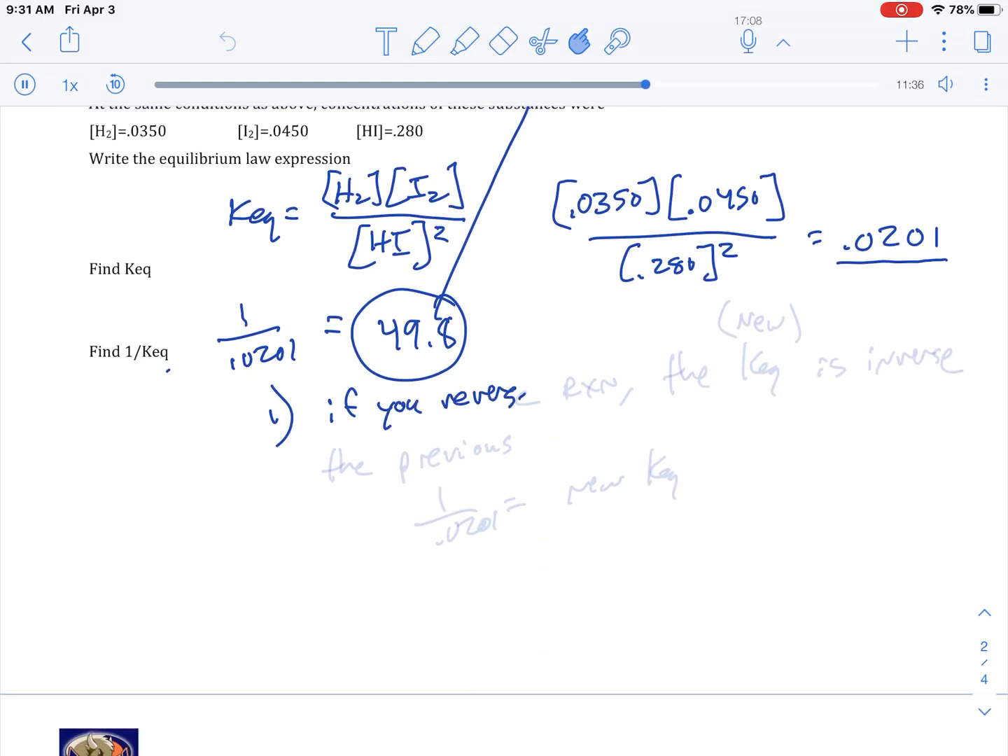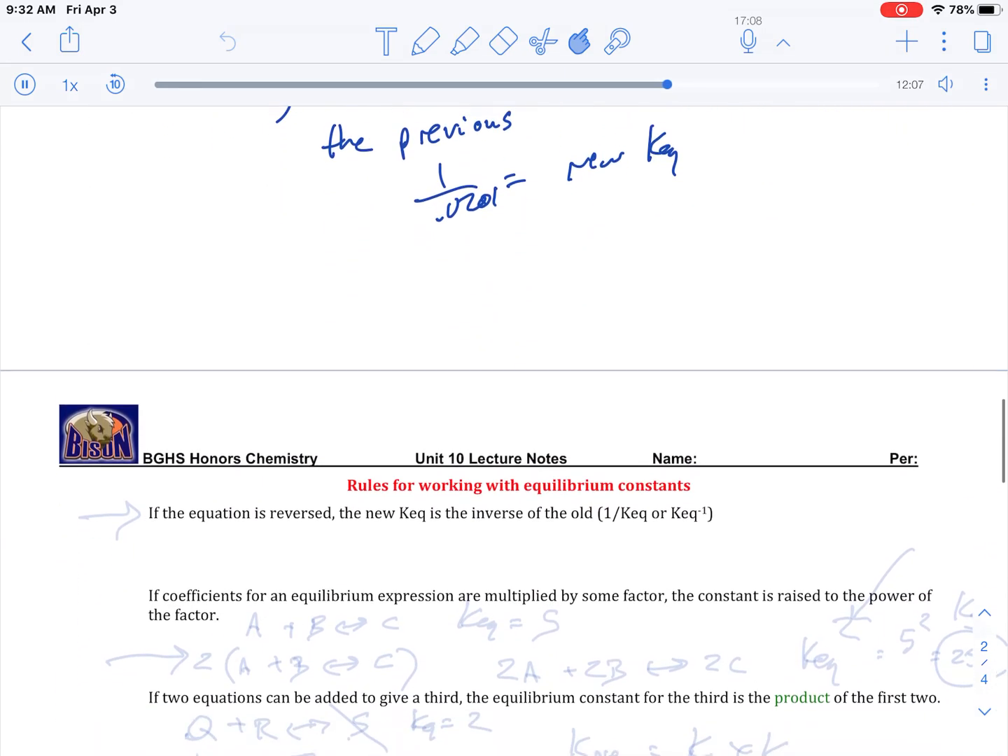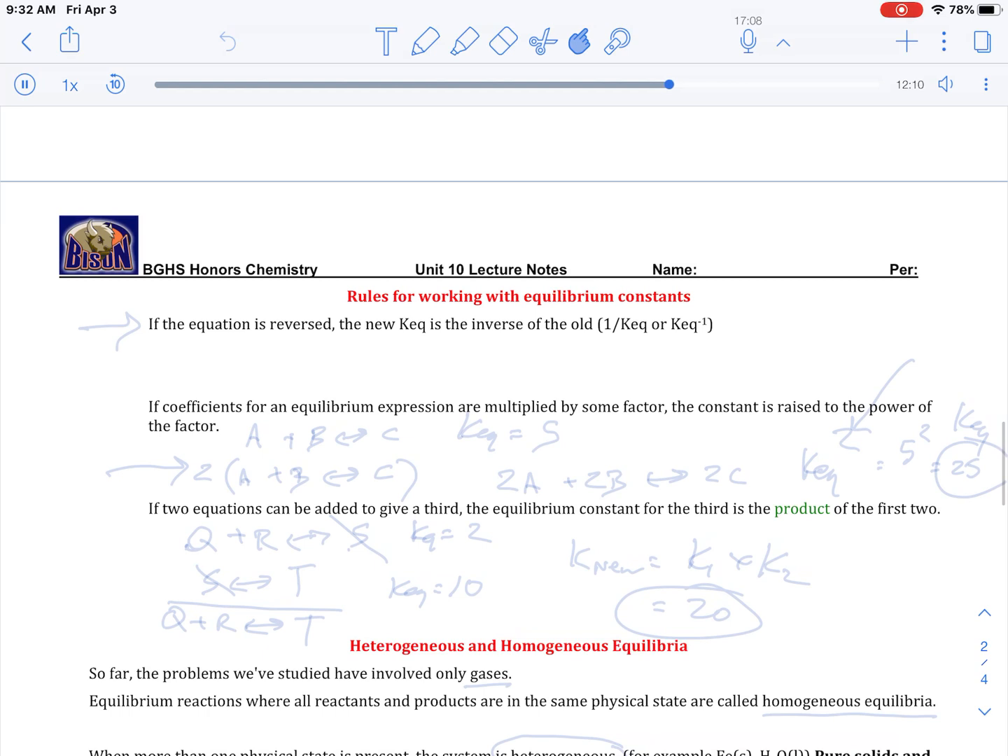If you reverse a reaction, the new KEQ is the inverse of the previous. So in other words, 1 over 0.0201 is how we found the new KEQ. All right, I know this is kind of a lot, but we're almost there. So that was law 1 we just talked about. If the equation is reversed, the new KEQ is the inverse of the old.